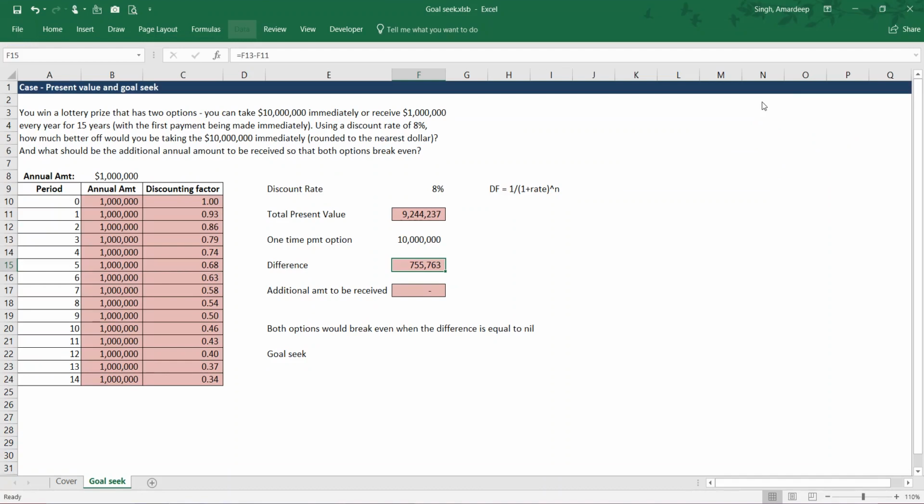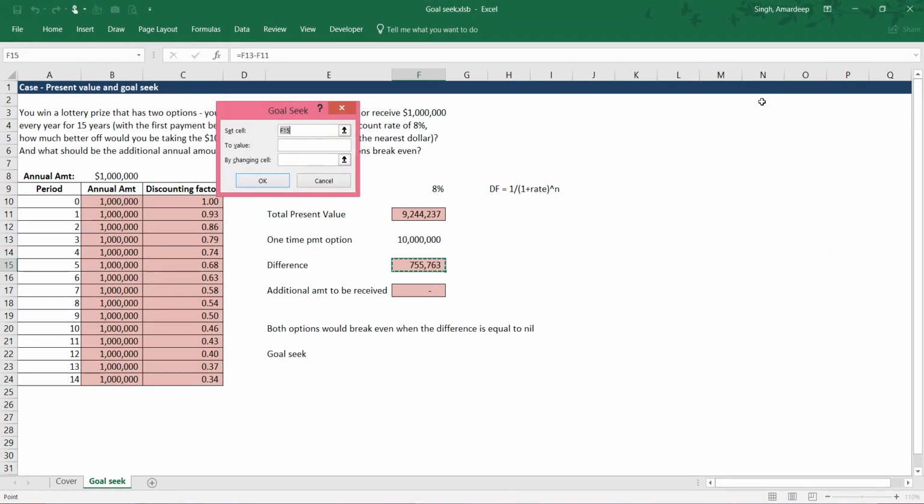So I would click on goal seek. It will open this pop-up window which would have three parameters. The first parameter is set cell. Which cell do you want to set? What is your target cell? My target cell is the difference cell, which is F15. The next is to a value. What do you want to set it to? I want to set cell F15 to a value of 0. So I would put 0 out here. And by changing cell, which cell do you want to change? I want to change the cell F17.